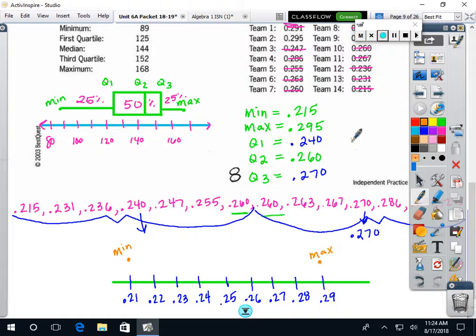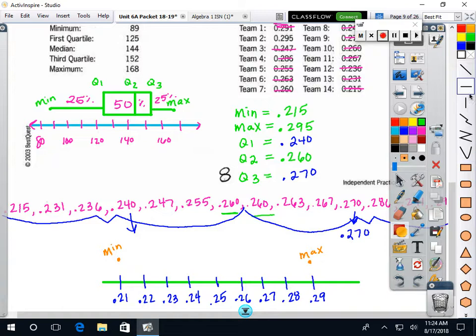And now for the quartiles is where I draw the lines of the box. So quartile 1 is at 0.24. And quartile 2 is at 0.26. And quartile 3 is at 0.27.